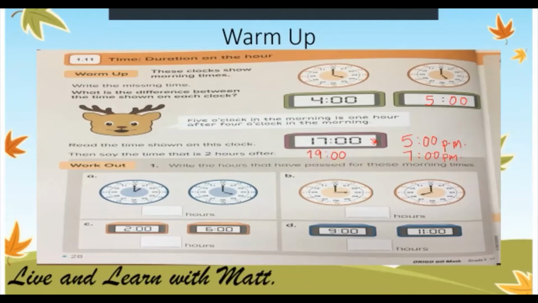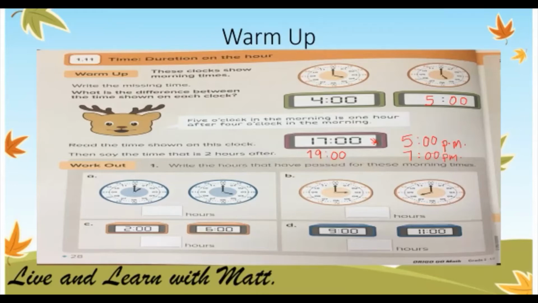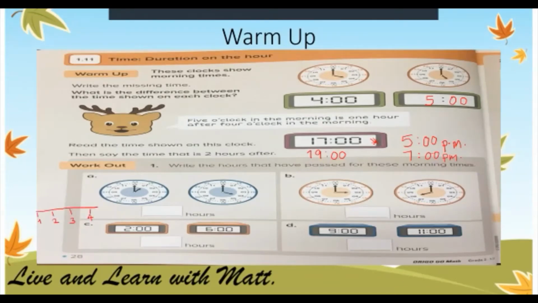Now, onto the workout. Write the hours that have passed for these morning times. Part A. What is the difference in these two clocks? The first one is showing 1 o'clock, and the second one is showing 4 o'clock. So we count on from 1 to 4. We count from 1 to 2 to 3 and to 4. That is 1, 2, 3. So that is 3 hours.